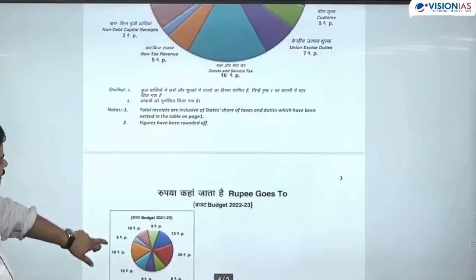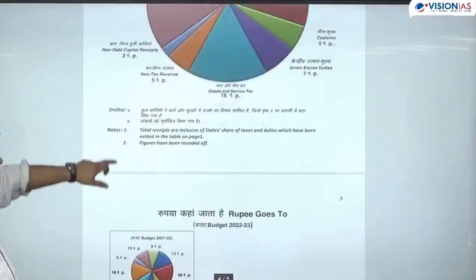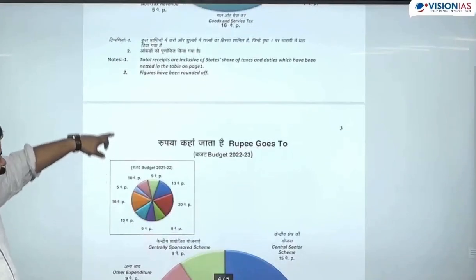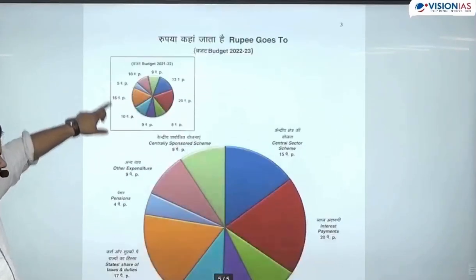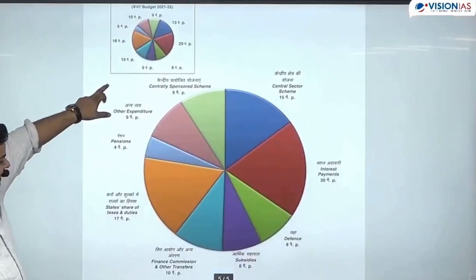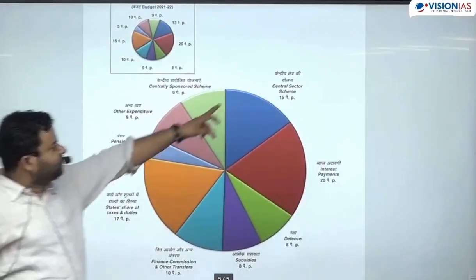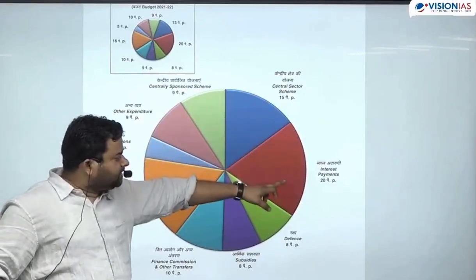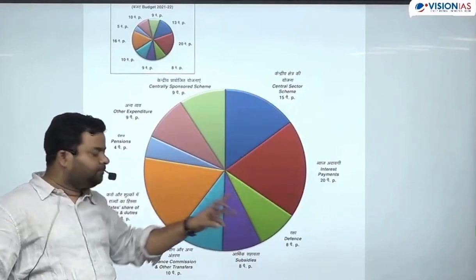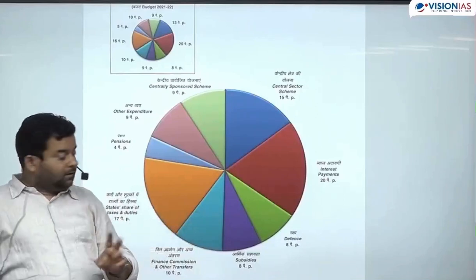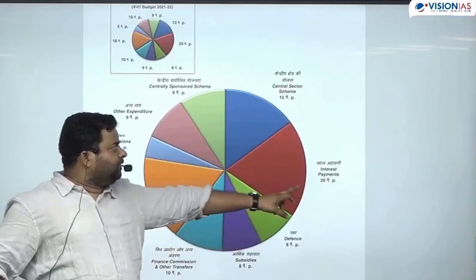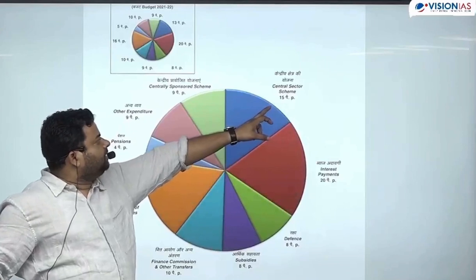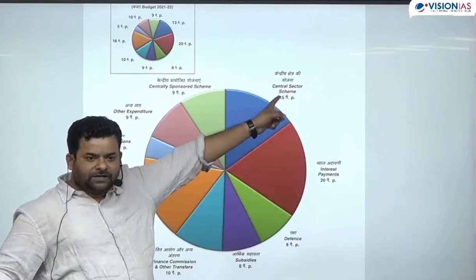Now this is the thing I am talking about. रुपया कहाँ जाता है? Where it goes. Now, can you see central sector scheme? That means 15% is going there. Interest payment, 20% is going there. Listen to me very carefully. Now, 20% is going there. 15% is going there in terms of central sector scheme. Now you understand central sector scheme.